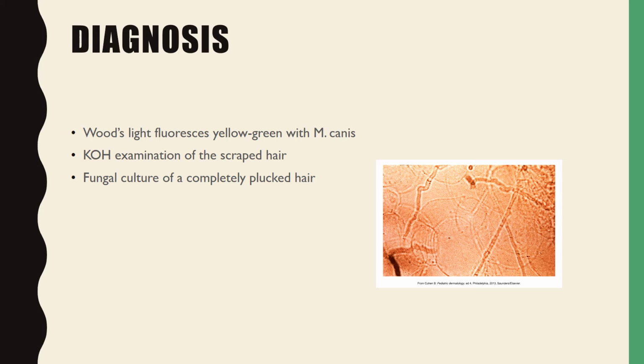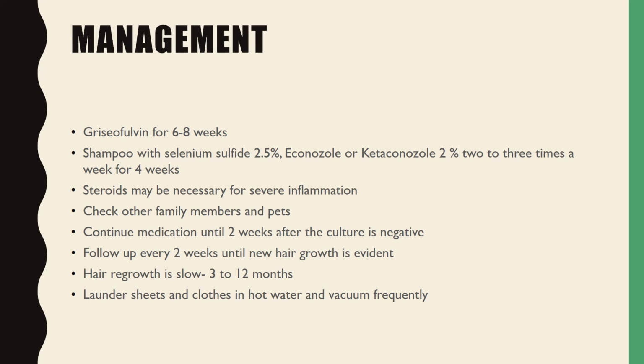You can also do a fungal culture of a completely plucked hair. So you need to completely pluck it out and do that culture. Management, the gold standard is griseofulvin, and that's a 6 to 8 week treatment. They can also use topical treatments, which is shampoo with selenium sulfide 2.5%, econazole or ketoconazole 2%, 2 to 3 times a week for 4 weeks. So they're going to shampoo it on, lather it up real good, let it sit there for about 5 minutes, and then rinse it off.